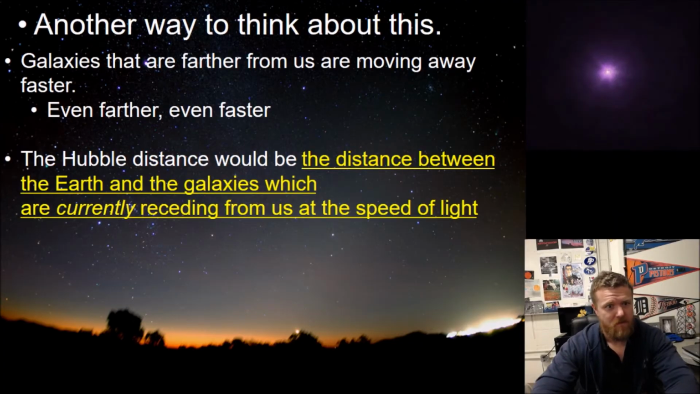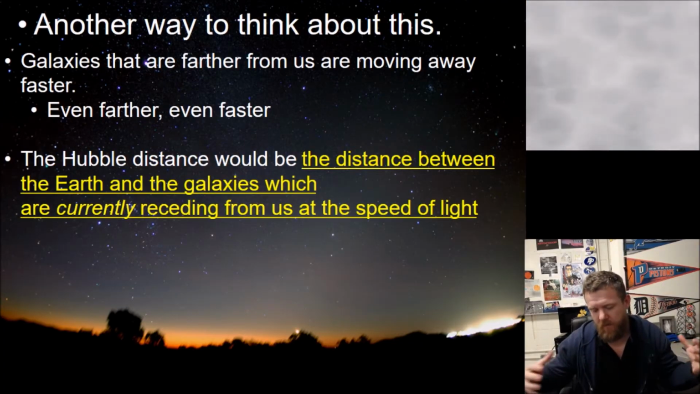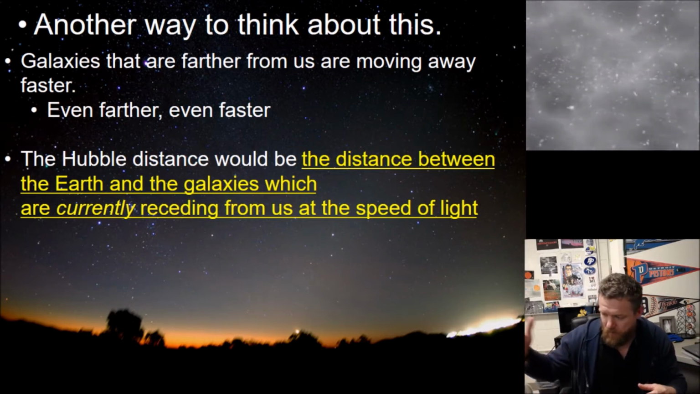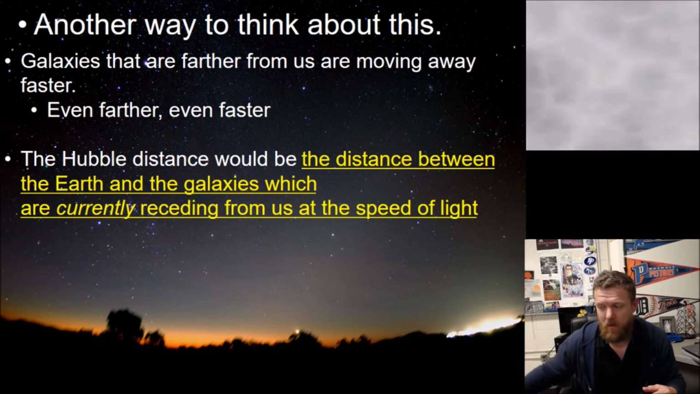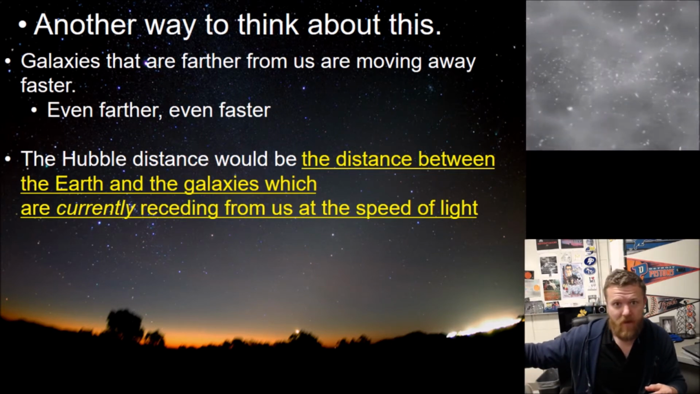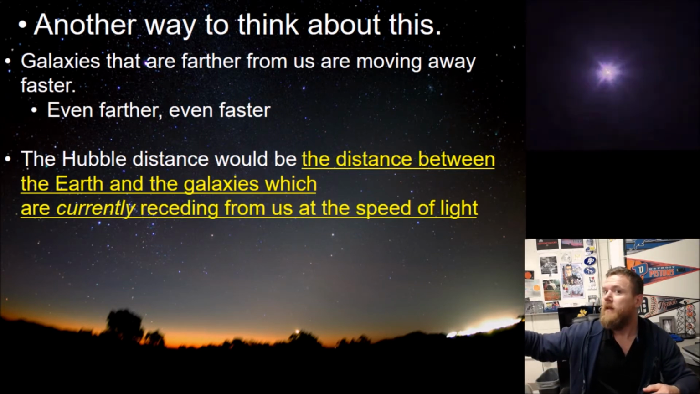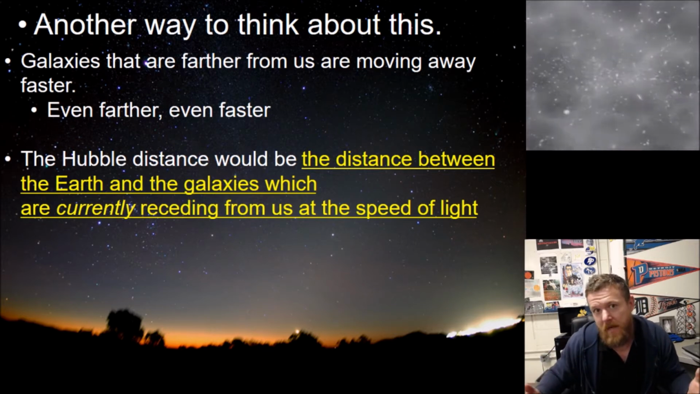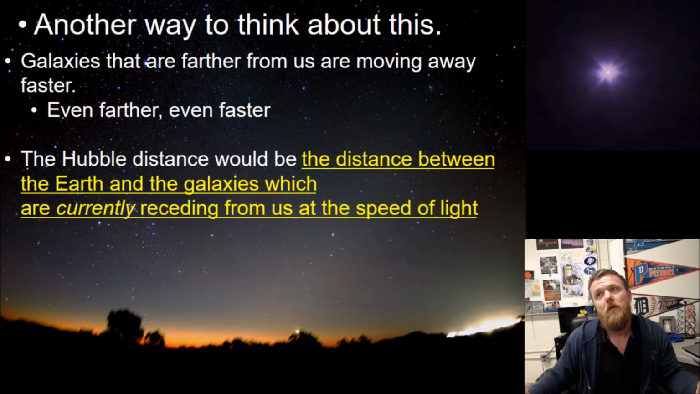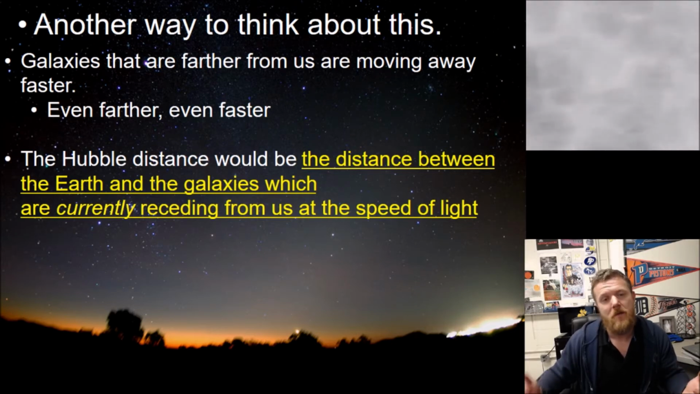Another way to think about this. Galaxies are moving away from us faster and faster. If you are farther away from us, you are moving faster away. A galaxy that's farther is moving even faster. Which means there has to be a distance away from planet Earth where that galaxy is moving away from us at the speed of light.